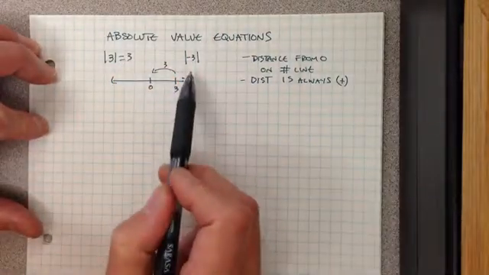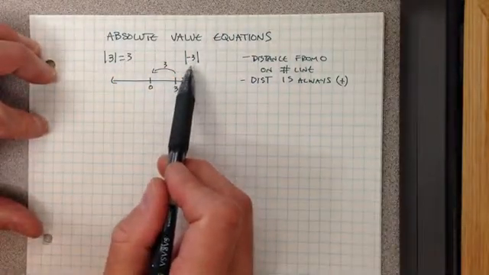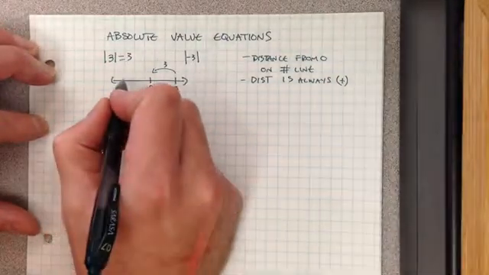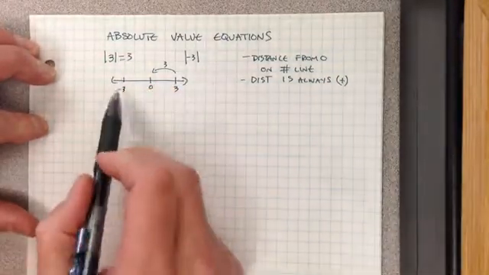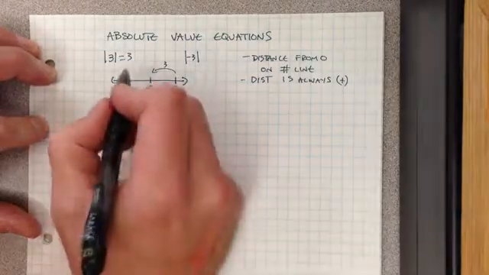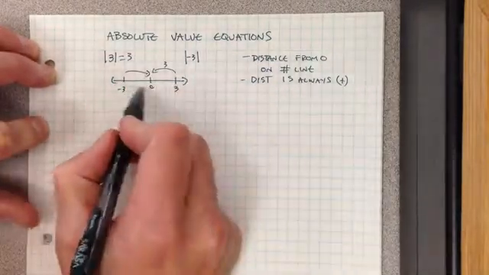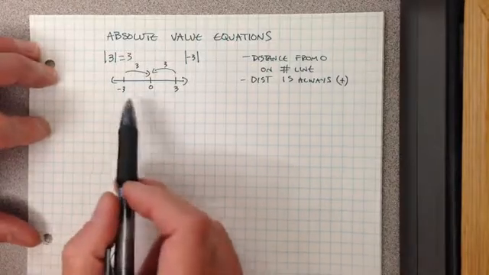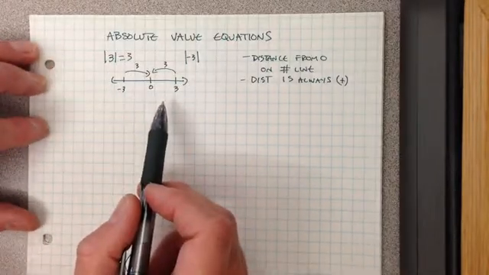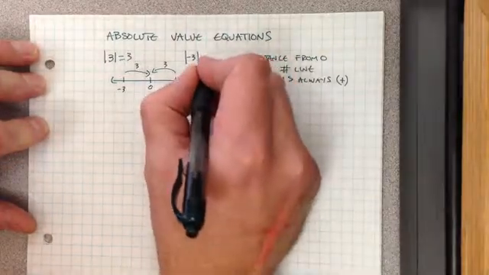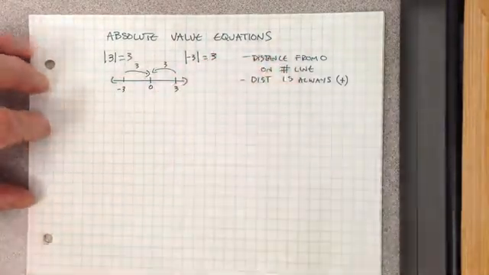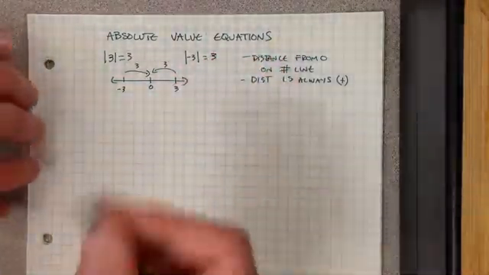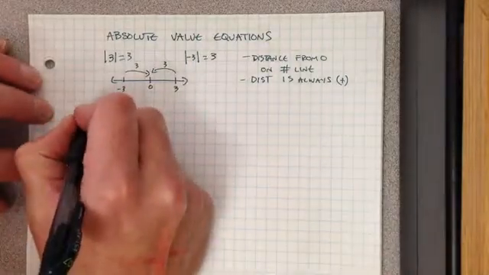Now we can talk about the absolute value of negative 3, and that is asking pretty much the same question: how far away is negative 3 from 0 on the number line? That is 3 spaces away. It doesn't matter the direction we're coming from when we talk about distance. Distance is always a positive number. So the absolute value of negative 3 is also 3. That leads us to things such as this.